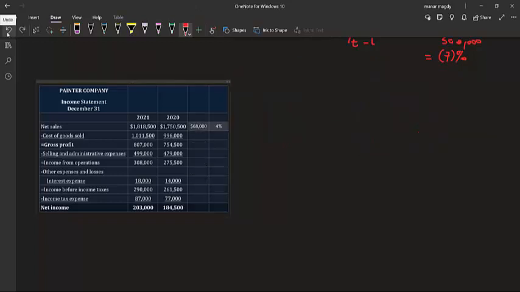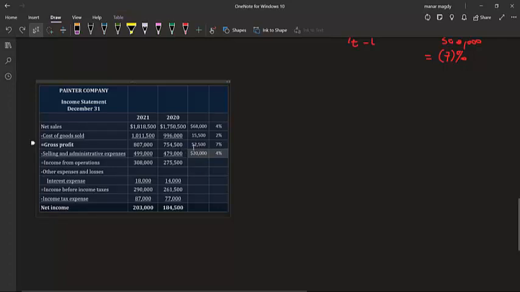Here the same thing for the cost of goods sold. It increased also. It increased by 15,000, and this amount of increase represents 2%. So if we deduct this amount of change from each other, we get a total increase in gross profit of 7%, and this amount equals 52,500. If we deduct from gross profit the selling and administrative expense, it also increased from 479,000 to 499,000. So the total amount of increase equals 20,000, and this amount of increase represents 4%.